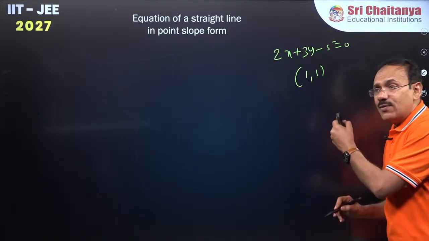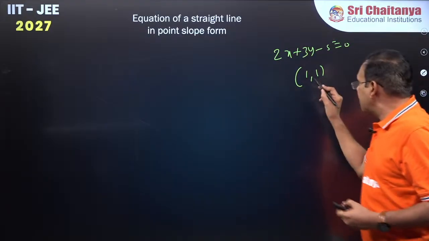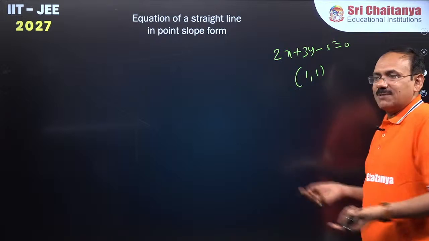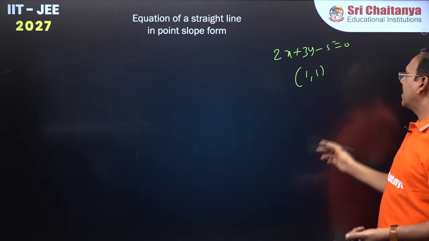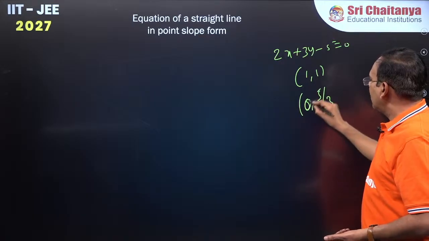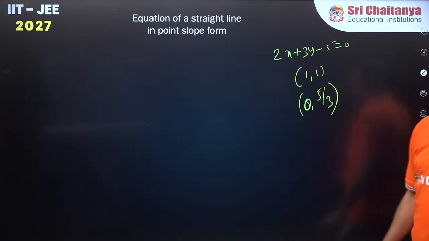So, does the point (1, 1) lie on the line? Come on guys. Yes, in place of x you put 1, in place of y you put 1, so 2x plus 3y is 5, so this is correct. Can I say (0, 5/3), will this point lie on the line? Come on quick.